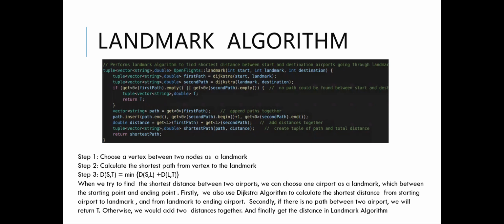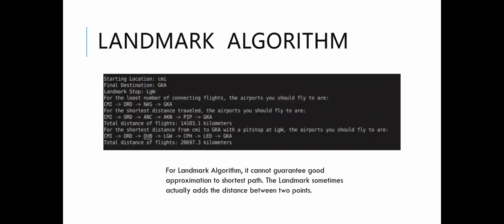So in our project, our goal is to find the shortest distance between two airports. We randomly choose one airport between the starting point and the ending point. Firstly, we use Dijkstra's algorithm to calculate the distance from the starting airport to the landmark, and then the distance from the landmark to the ending airport. Secondly, for the situation that there is no path between two airports, we will return an empty result. Otherwise, we add the two distances together as the path we get from the landmark algorithm. Okay, next slide.